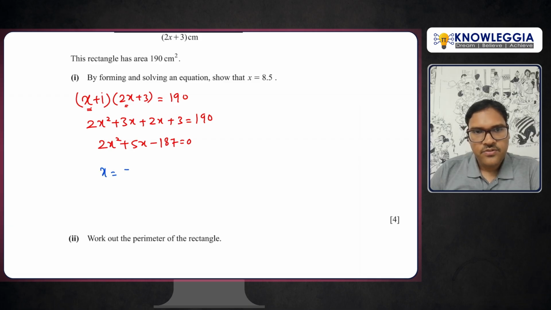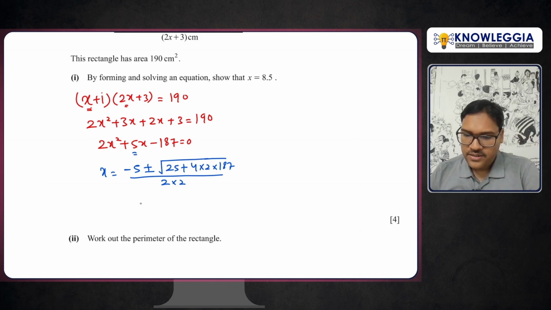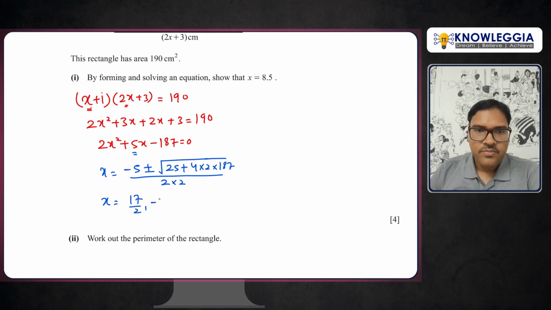So x is equal to, you can apply the formula, minus b plus or minus square root of b square, that is 5 square, minus 4ac, that is minus 4 into 2 into minus 187. So this will become plus 187 upon 2 into 2. That will be the x values. So if you solve this, let's see. You will find this will be equal to 17 by 2 by taking one sign, and other value will be minus 11. But you can check the calculation.